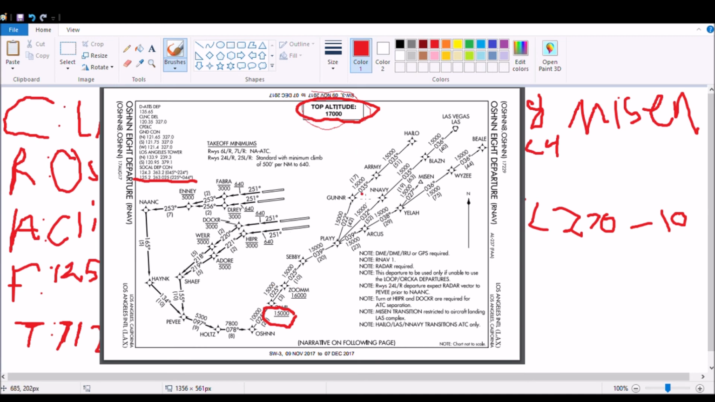Well, I hope that kind of makes sense on an IFR departure with the chart. If you have any questions, feel free to comment below.